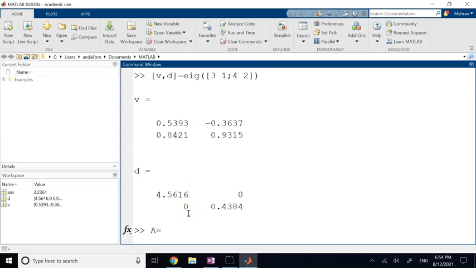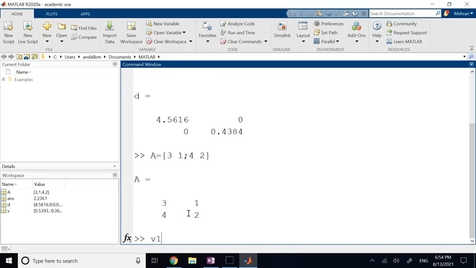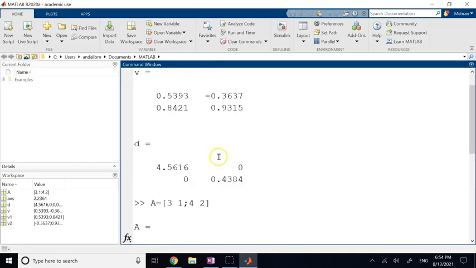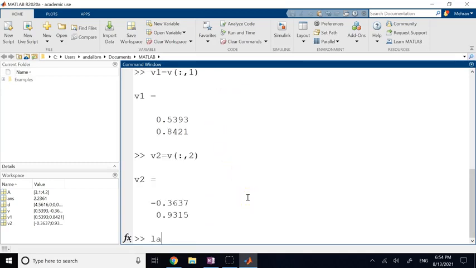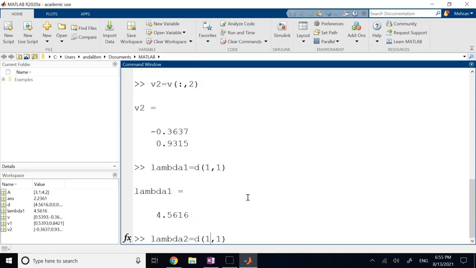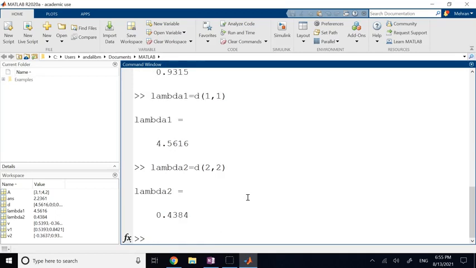So if I define my A to be the same matrix I had, it was 3 and 1, 4 and 2. And then I say V1 is equal to V of column 1. And V2 is V of column 2. Okay, so these are the two eigenvectors, right, that you can see. Then I say lambda 1 is D of 1 and 1, and lambda 2 is D of 2 and 2. Good. Now, let's see if that's the case or not.